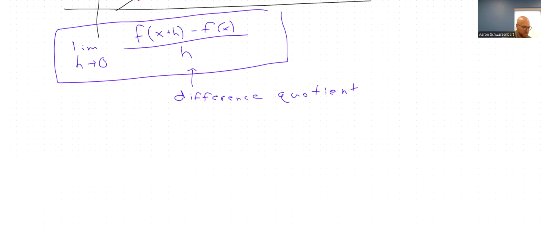So now we're going to do x squared at the value x equals 2. So we're looking at this particular function.